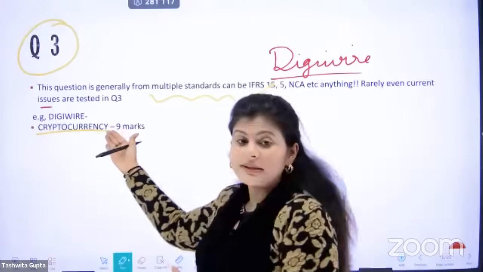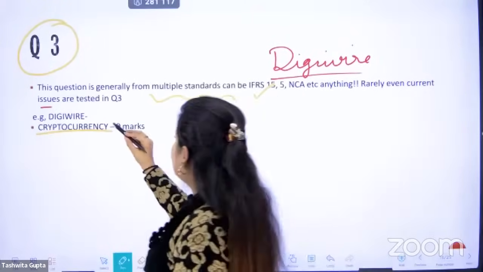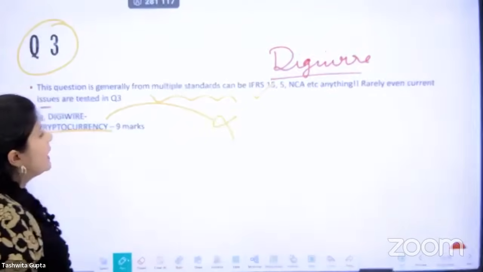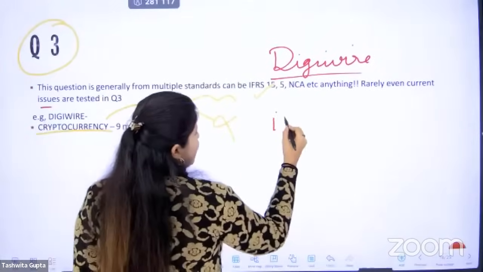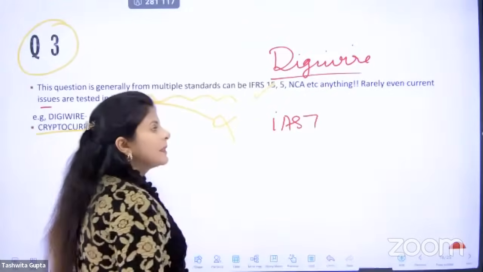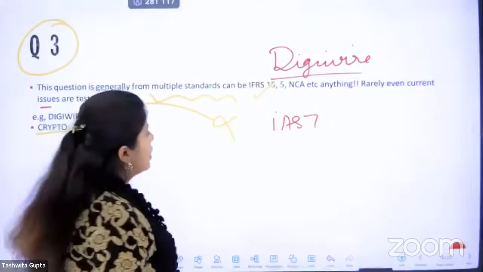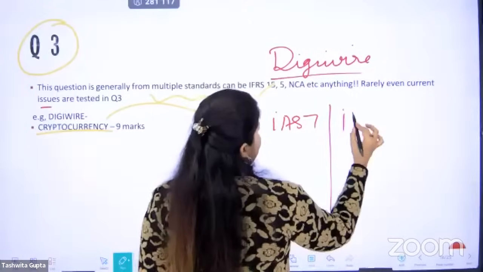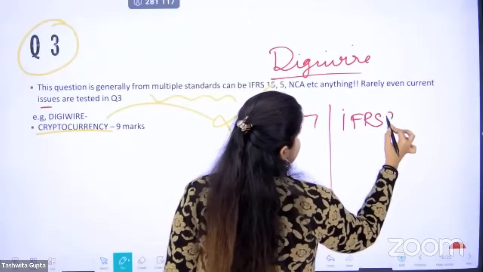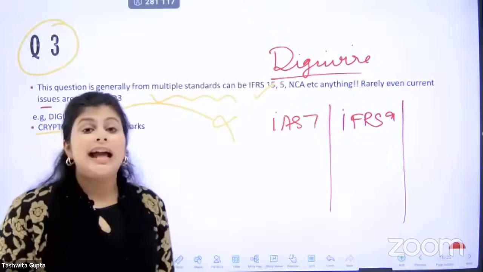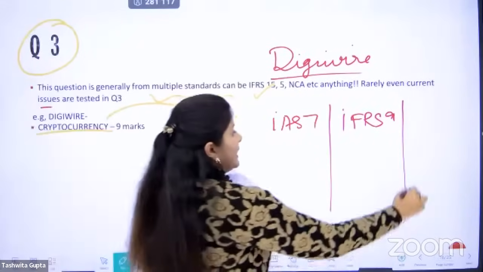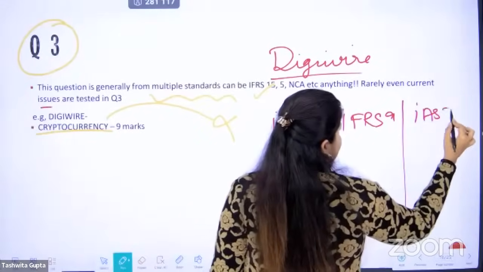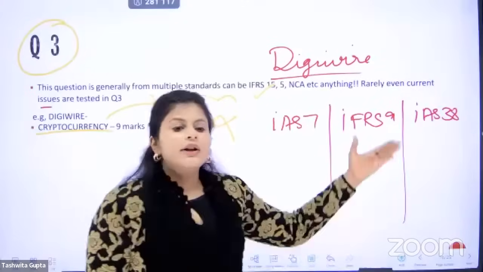For example, cryptocurrency. On cryptocurrency, we do not have a proper standard. We still are confused. Should we keep cryptocurrency as cash under IAS 7? Is it a cash equivalent? Or should we keep it under IFRS 9, as a financial instrument, financial asset? Or should we keep it as IAS 38, intangible asset? So that's a current issue.